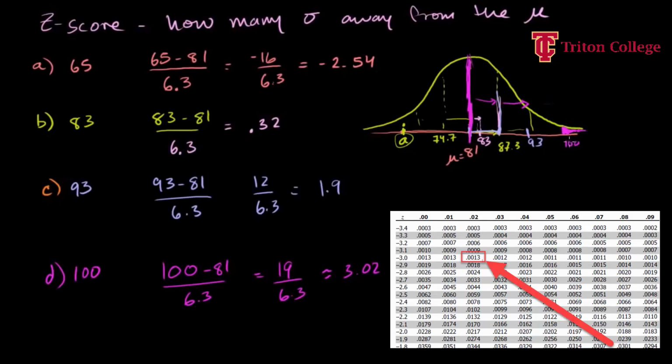So let's look at D. D, we have a score of 100 and a mean of 81, standard deviation of 6.3. Look at this z-score on the z-score chart, 0.0013. So we get a 0.13% probability of a score falling above this. So we're really getting into outlier territory. So indeed a very high score. Most likely we're not going to get many scores above this, and if we do, the odds of that happening are very, very small.